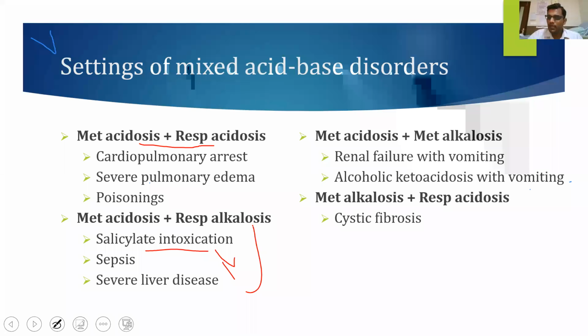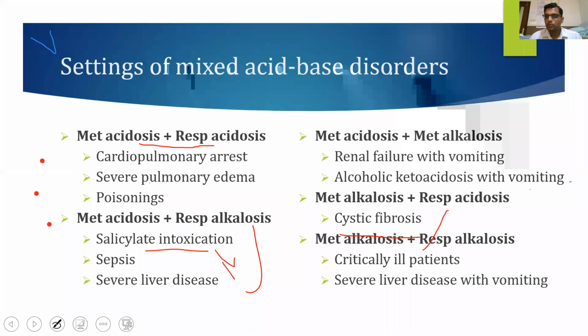Now, metabolic alkalosis plus respiratory acidosis, the classical example is cystic fibrosis. If there is a chronic lung disease with cystic fibrosis, that will cause respiratory acidosis, and CF per se, due to the loss of chloride and acid, can cause metabolic alkalosis. So these are some conditions where you have to anticipate mixed acid-base disorders. Now, metabolic alkalosis plus respiratory alkalosis, again, that can happen in critically ill patients.